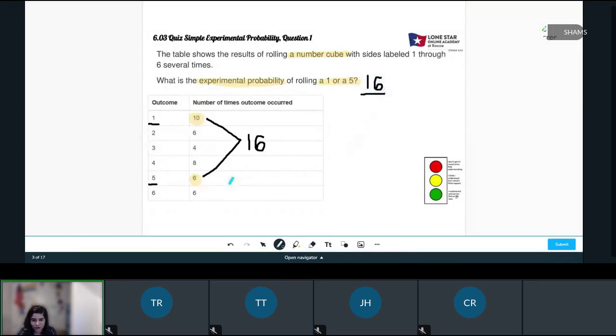Out of a total number of tries. Let's figure out the total. Let's add 10 plus 6, that is 16, plus 4, 20, plus 8, 28, plus 6, 34, plus 6, 40. Out of 40 tries, rolling a 1 or a 5 happened 16 times.